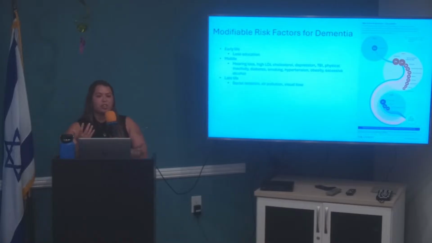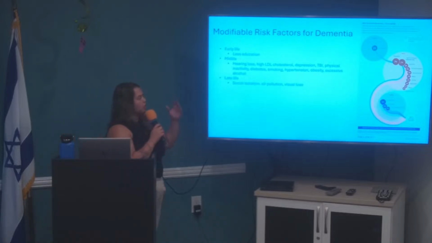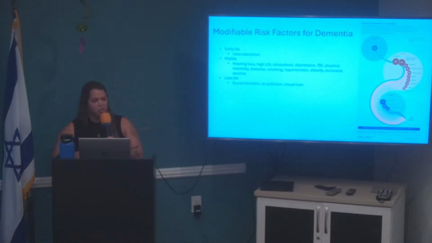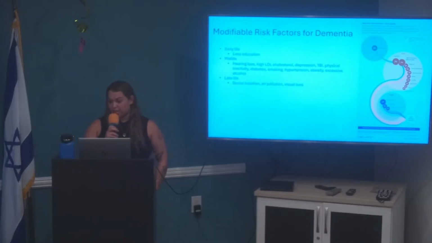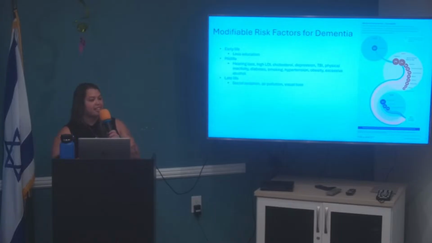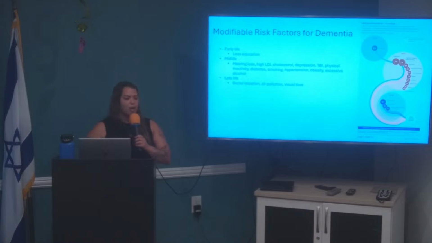So a lot of things you can do now can actually help reduce your risk of getting dementia. So some modifiable risk factors include in early life, if you have less education, which we don't really have to worry too much about right now. Midlife hearing loss, high cholesterol, depression, hurting your head, so traumatic brain injuries, physical inactivity, so making sure you're working out, diabetes, smoking, hypertension, obesity, and excessive alcohol. That's in midlife, but it can also be in late life. And in late life, it's a lot about social isolation, air pollution, and visual loss.